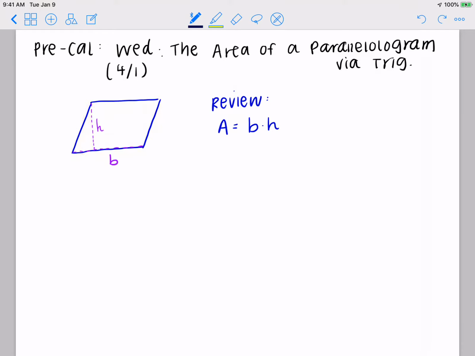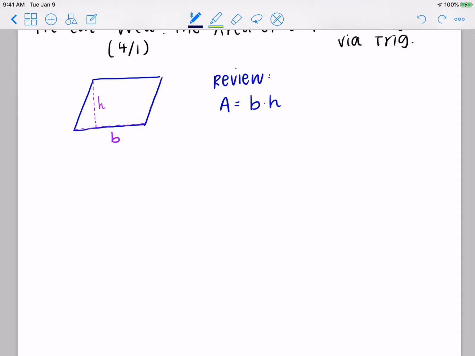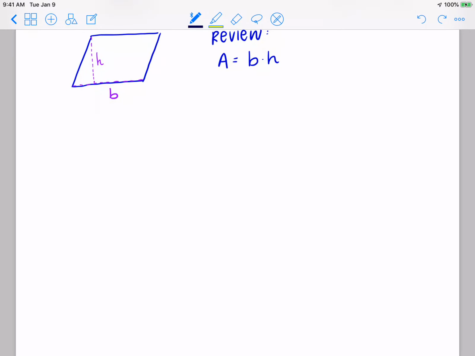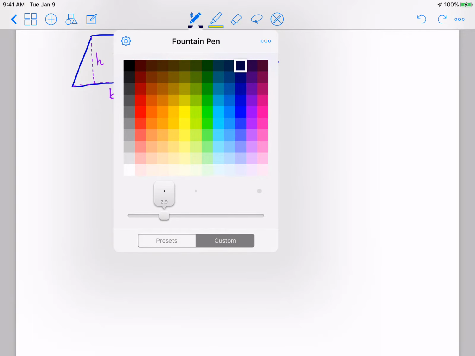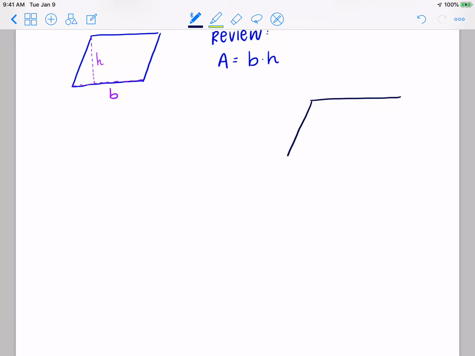I'm gonna erase this real quick. Since we only need the base and the height again, we don't need the half this time. I'm gonna go straight into if we have a parallelogram and we are given the two sides. So I have an a here and I have a b here. The two sides must be adjacent. These two must be adjacent. Adjacent again means next to each other.